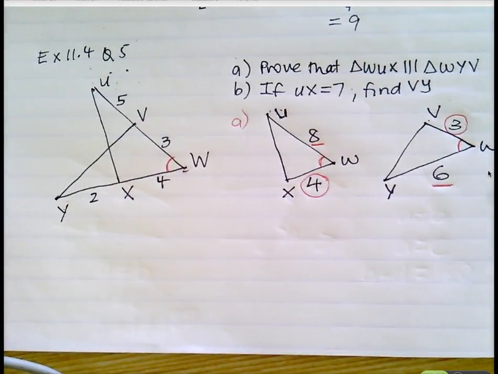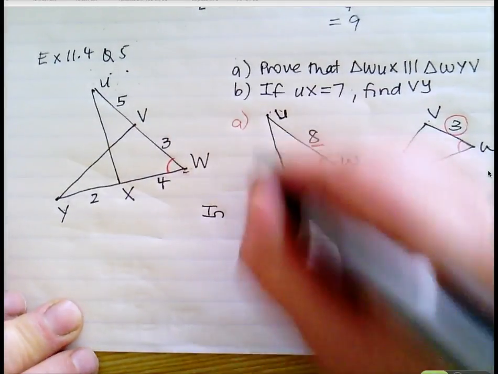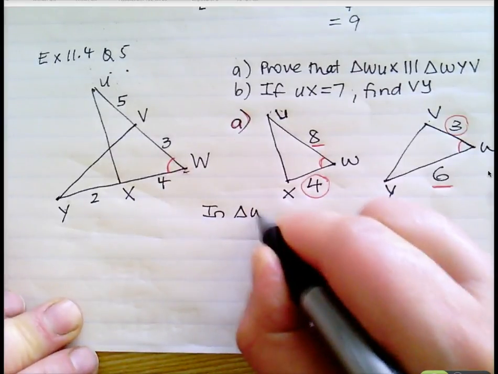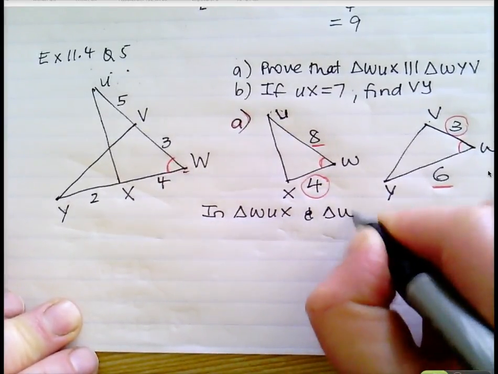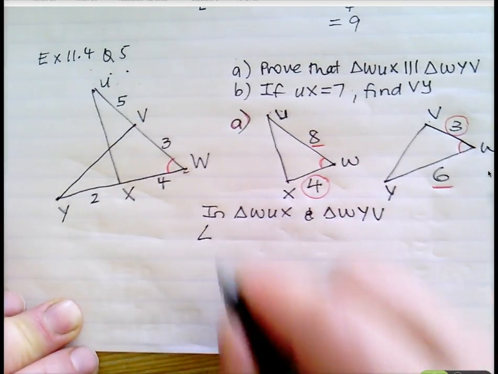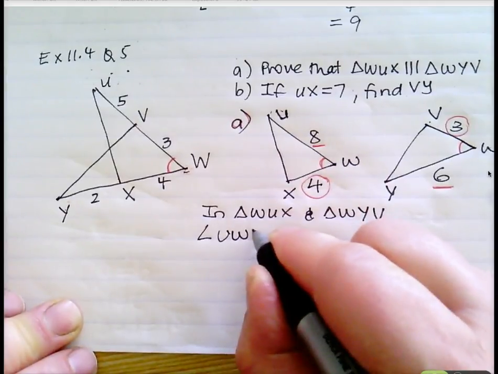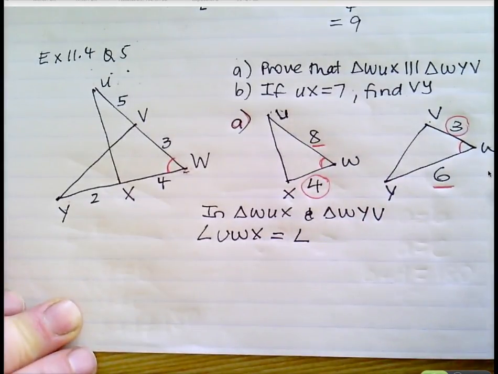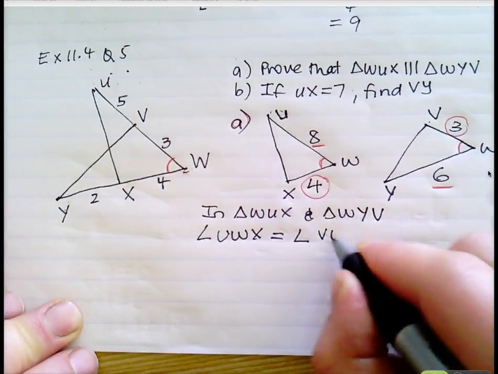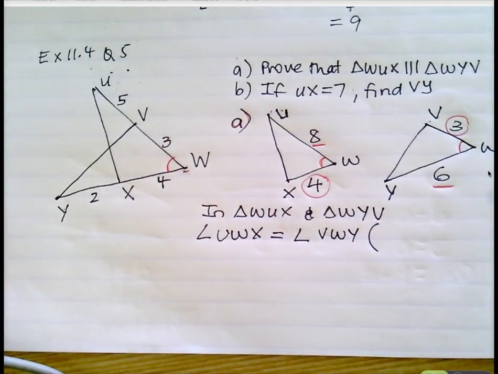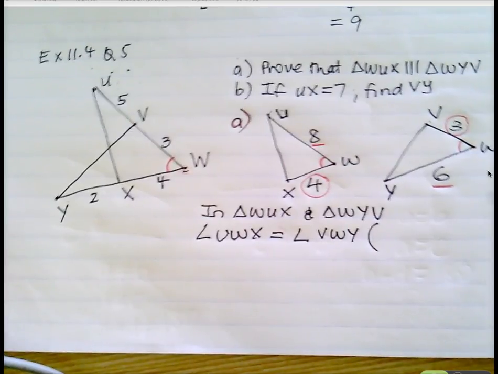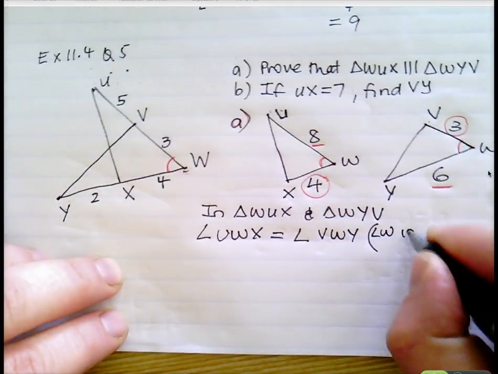You're all ready to go now. We can see the 3 pieces of information. The only one that doesn't need 3 pieces of information is equiangular. All right, let's start. So, part A. In triangle WUX and triangle WYV, what have we got? Now that they're drawn separately, you can name them properly as well. Angle UWX is equal to angle VWY. Why is that so? Common angle. Angle W is common.